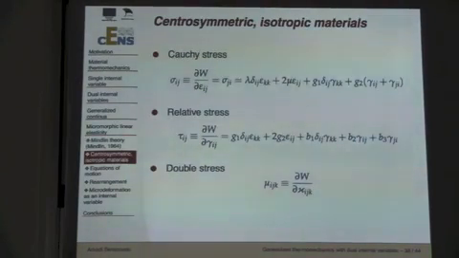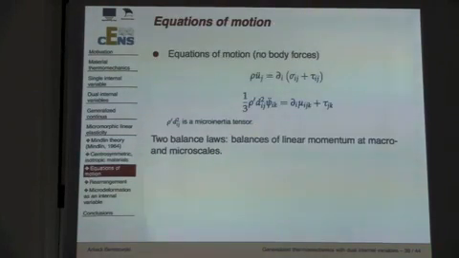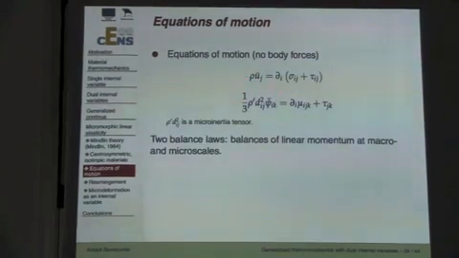And then in the case of centrosymmetric isotropic materials, we can calculate the Cauchy stress in this way, the relative stress in this way, and the double stress in this way. So you can imagine how many coefficients we need to introduce. But nevertheless, Mindlin wrote the equation of motion without body forces in this way.